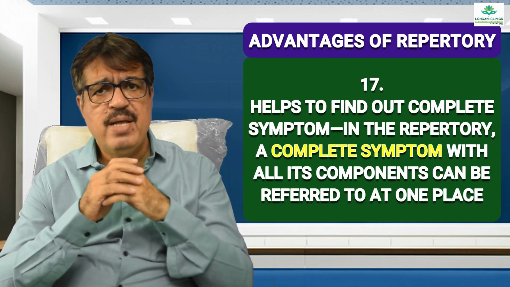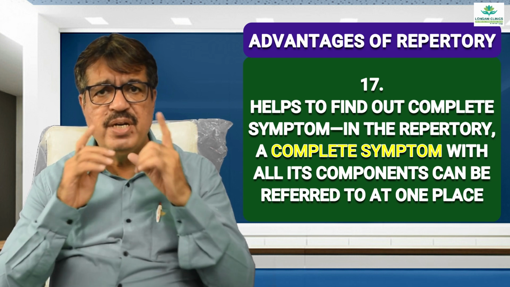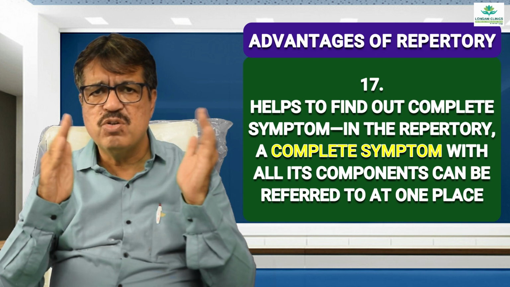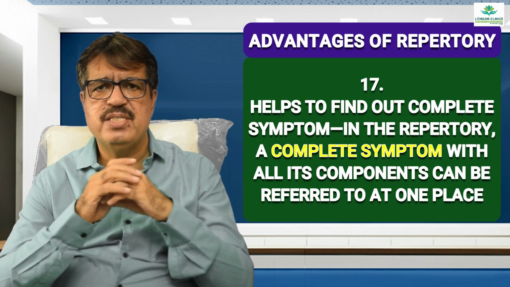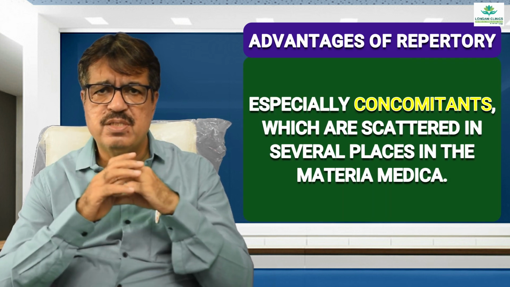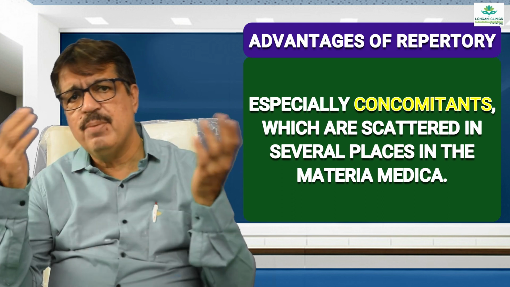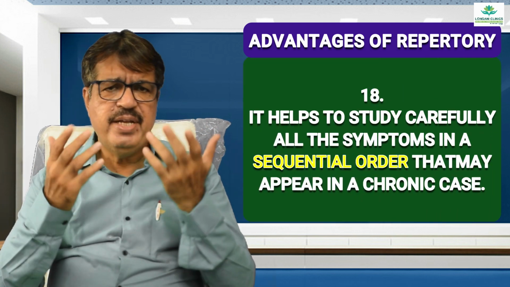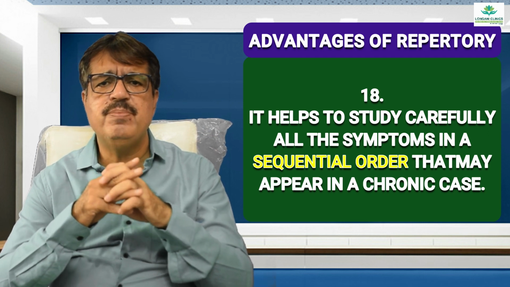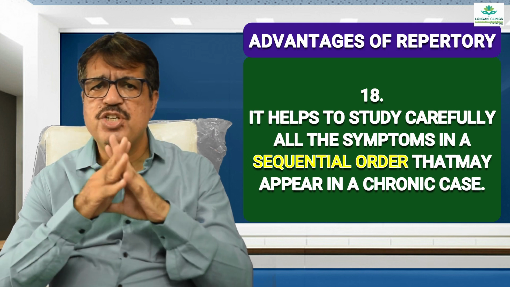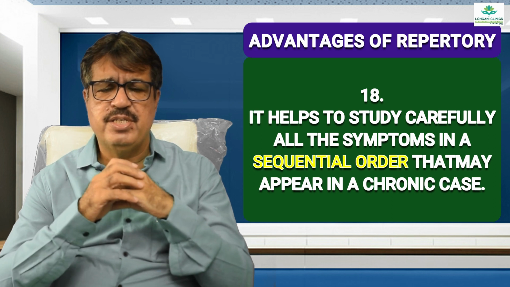17th one. Helps to find out the complete symptom in the repertory. A complete symptom with all its components can be referred to at one place, especially concomitants, which are scattered in several places in Materia Medica. The next one, 18th one. It helps to study carefully all the symptoms in a sequential order that may appear in a chronic case.